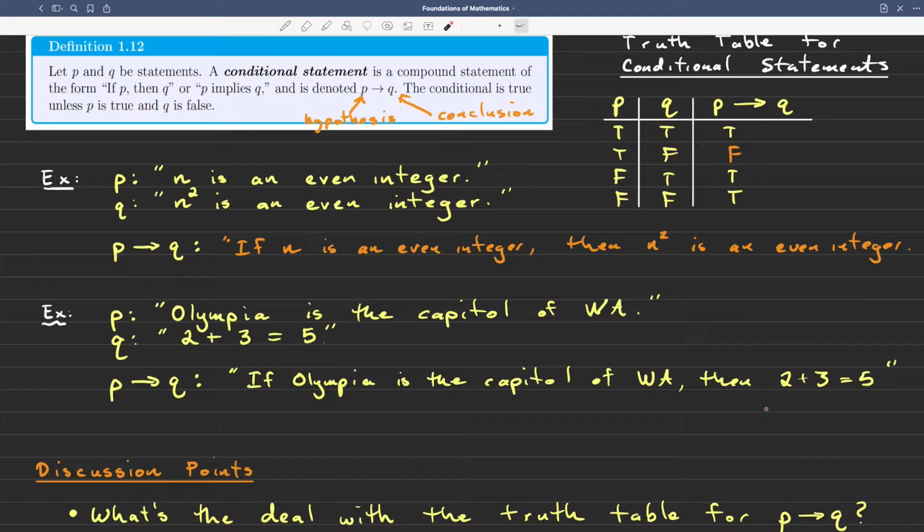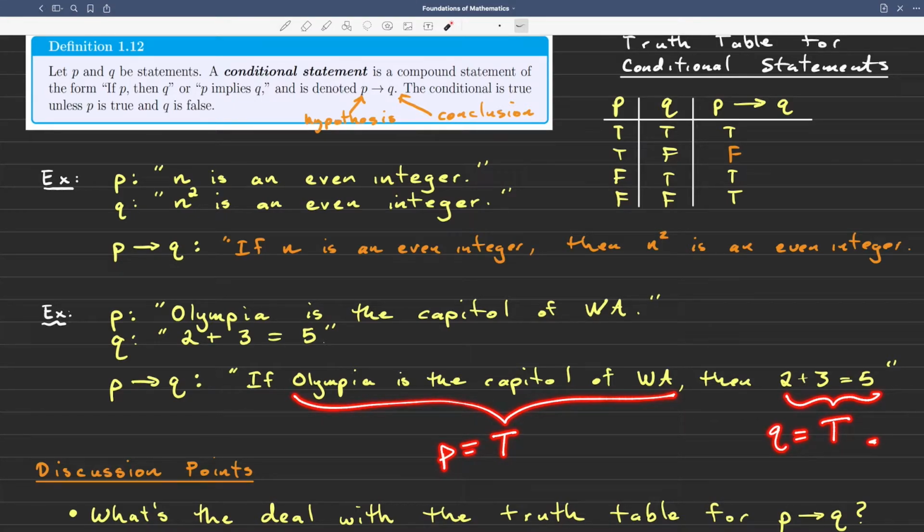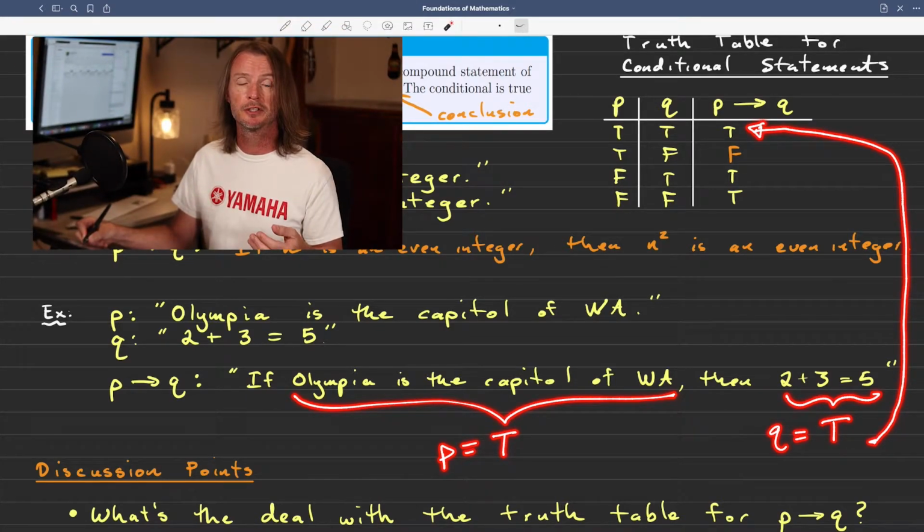Nevertheless, in a strictly logical sense, Olympia is the capital of Washington is a true statement, and 2 plus 3 equals 5 is a true statement. So our P is true and our Q is true, and in terms of the truth table, it corresponds to the top row. It is a true statement to say that if Olympia is the capital of Washington, then 2 plus 3 equals 5. But it seems absurd because it doesn't really follow in the ordinary way we use if-then. So this is just an example that points out that if-then as a formal logical structure does not imply causation, or that you can deduce Q from P, okay?